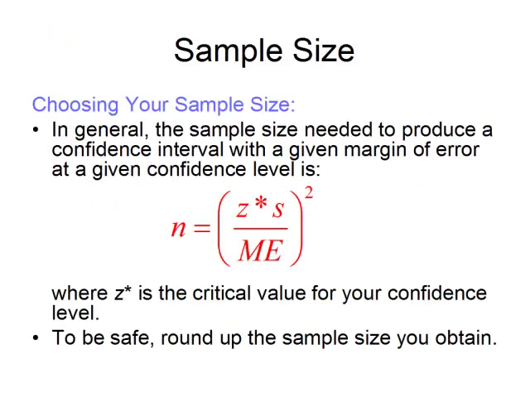Choosing your sample size. In general, the sample size needed to produce a confidence interval with a given margin of error at a given confidence level is the following: n equals Z star times S over margin of error, whole thing squared, where Z star is the critical value for your confidence level. Now you'll notice, since I don't know my population standard deviation, typically we would have used T. Unfortunately, T needs sample size to determine what to use because the degree of freedom is based on the sample size. So, to be on the conservative side, we're going to pick Z. Make sure you round up the sample size that you obtain.